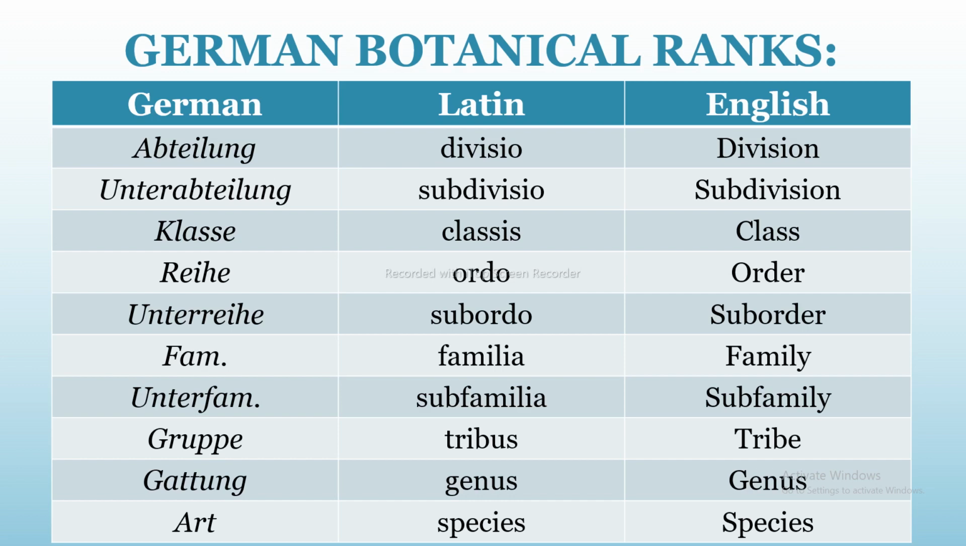Next is Gruppe. Gruppe is pronounced Tribus in Latin, but in English it is called tribe. Next is Gattung. Gattung in Latin is pronounced genus, and in English it is also pronounced genus. So next is Art. Art in Latin is pronounced species, and in English it is also pronounced species.